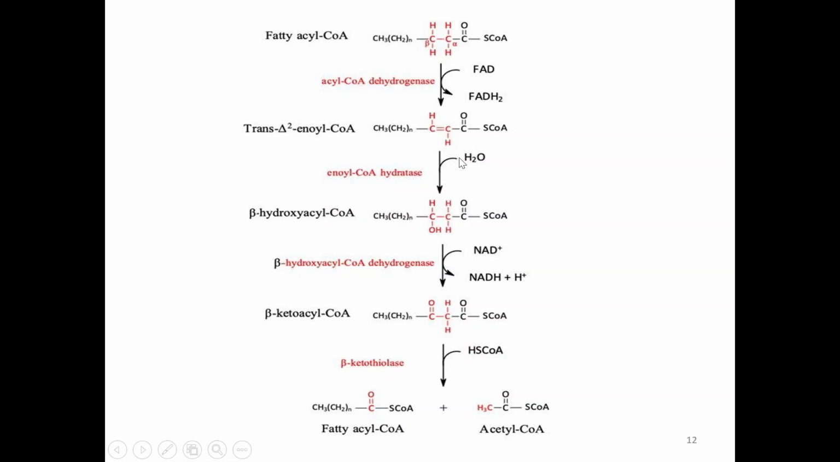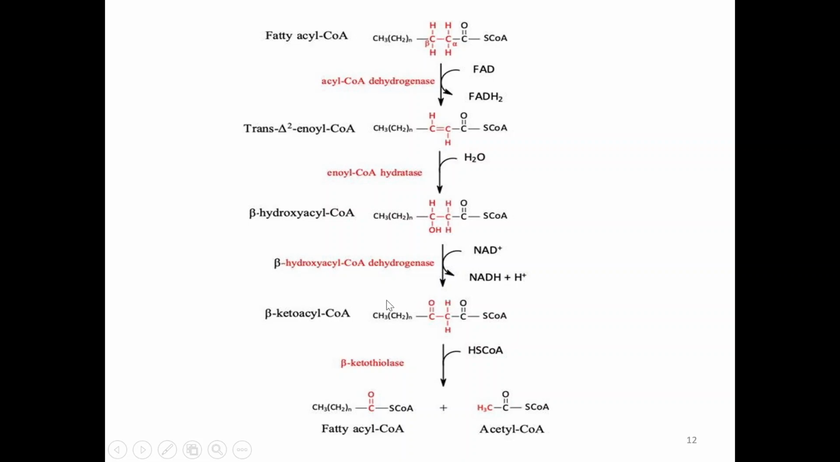In the next step, addition of water, hydratase. With the help of an enzyme enoyl CoA hydratase, you have a double bond here. Open up this double bond, addition of H and then OH. So this is beta hydroxyacyl CoA. It is also known as 3-hydroxyacyl CoA. In the next step, dehydrogenation takes place. We have a secondary OH group here. CHOH is a secondary OH group. Upon oxidation, you end up with a keto group here with the help of the enzyme beta hydroxyacyl CoA dehydrogenase.